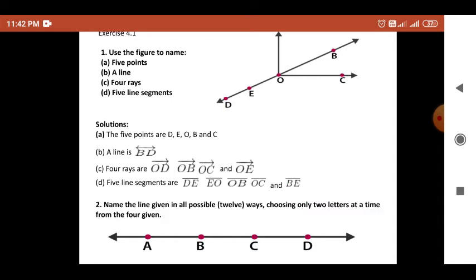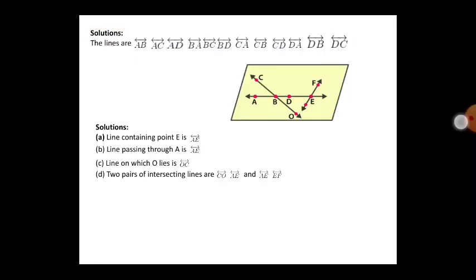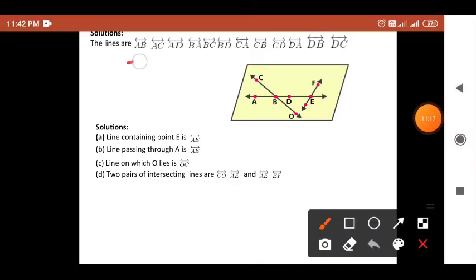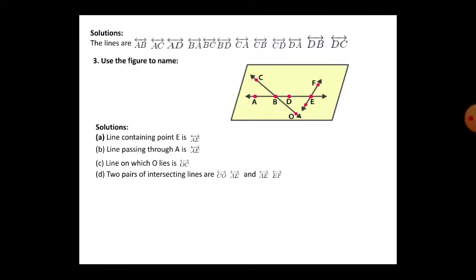Name the line given in all possible ways, choosing only 2 letters at a time from the 4 given. See, 4 points are given: A, B, C, D. You have to name the lines in this. How many possible ways can it be presented? See, AB, AC, AD, BA, BC, BD, CA, CB, CD, DA, DB, DC. These are the possible ways you can name the line by using ABCD. See, these are the names you can represent.